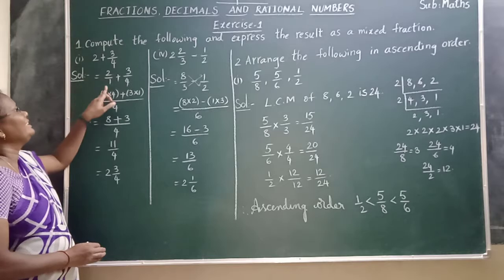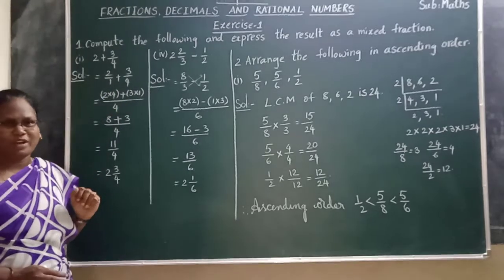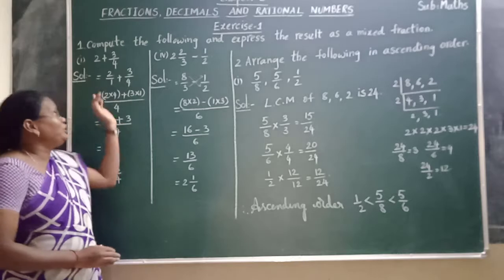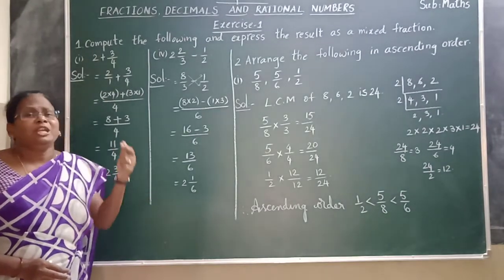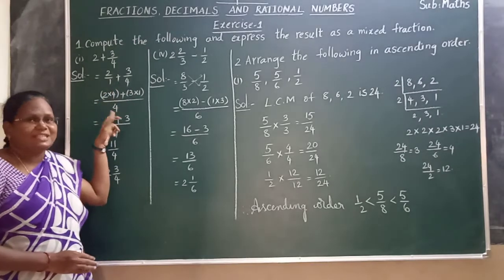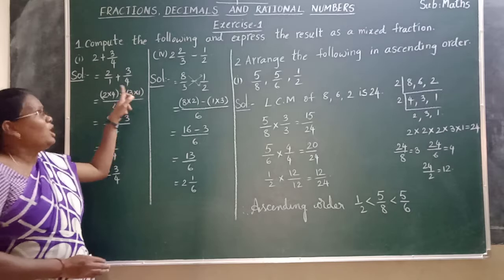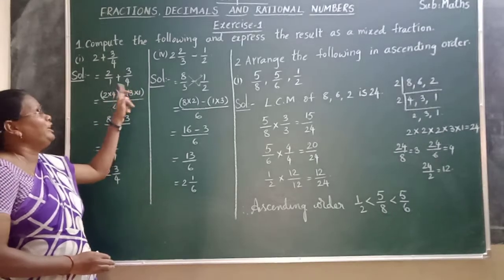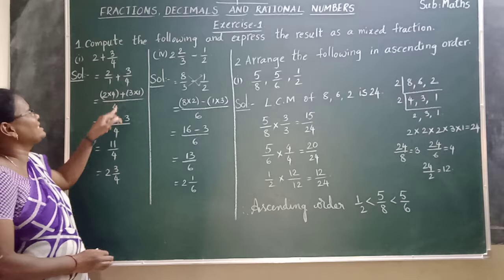Here we have to find the denominator. See here, 1, 4 LCM. We have to find the LCM of 1 and 4. These two denominators are different. If they are the same, we write the same denominator as it is. But here this denominator is 1, and here the denominator is 4. The LCM of 1 and 4 is 4. 1 into 4 is 4.